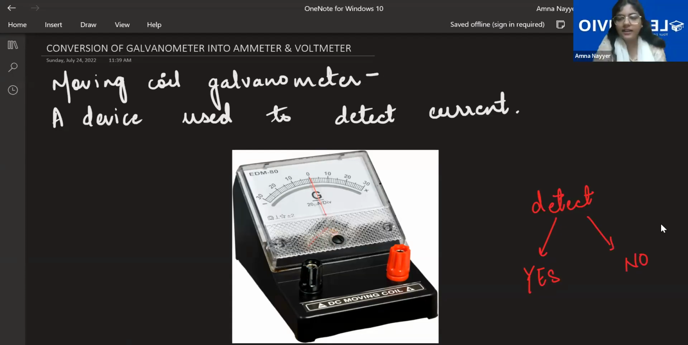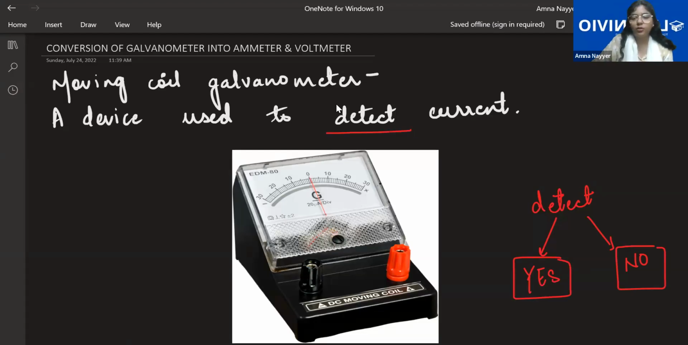Because when you have connected the circuit and switched it on, you cannot see the current. If the bulb is not glowing, is there a problem with the bulb, or is the current not flowing? Lots of things are there for which you require the detection of the current. So the detection of the current is done through a yes or a no. That device is known as a galvanometer.